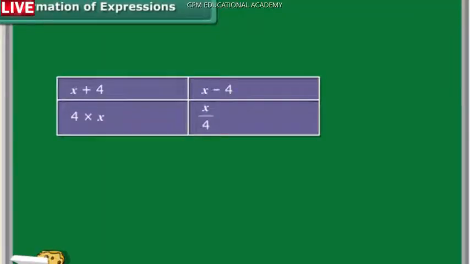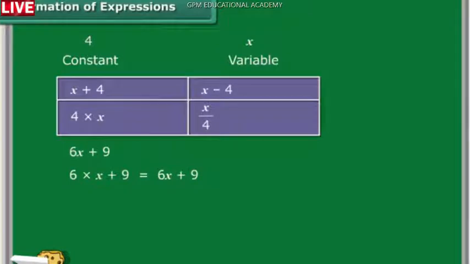Algebraic expressions are formed by combining variables and constants with the help of addition, subtraction, multiplication and division. Let us see how the algebraic expression 6x plus 9 is formed. It's really simple. First multiply variable x with constant 6, then add a constant 9 to the product. Similarly, 14y minus 30 is obtained by first multiplying y by 14 and then subtracting 30 from the product.